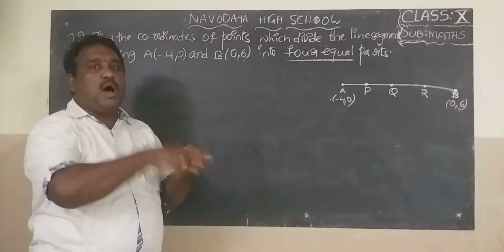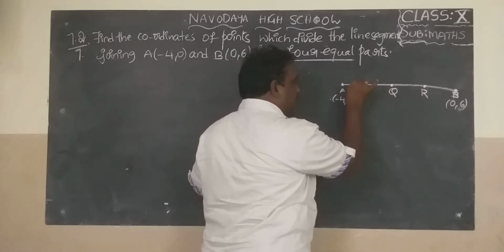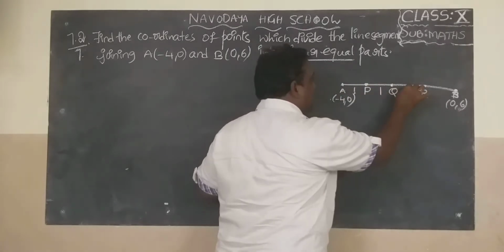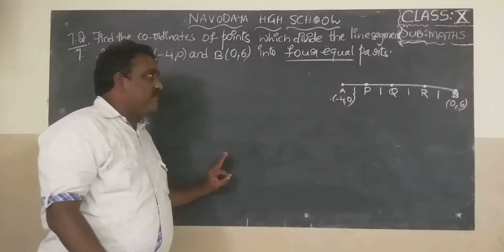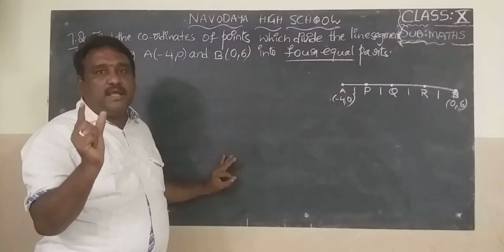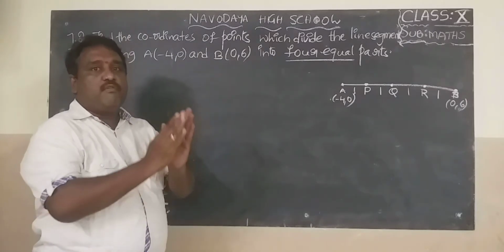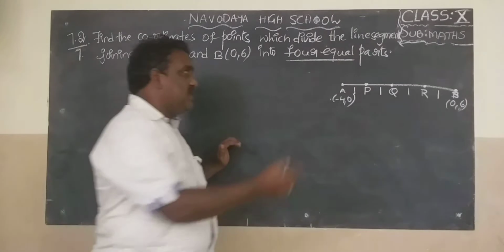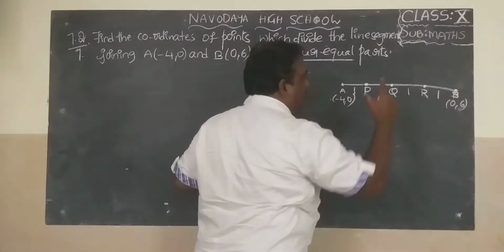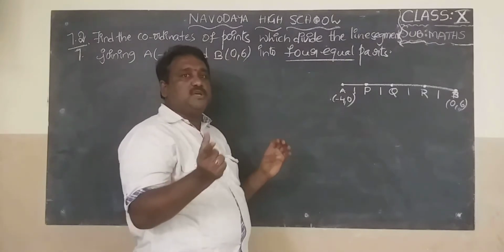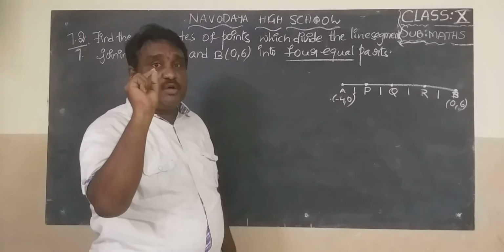P, Q, R. Then all the parts are equal. Suppose the first part is 1, the remaining parts are also 1. All the parts are equal. That is the meaning of 4 equal parts. Means AP, PQ, QR, RB all are equal.